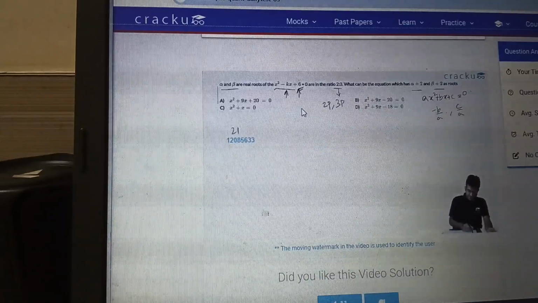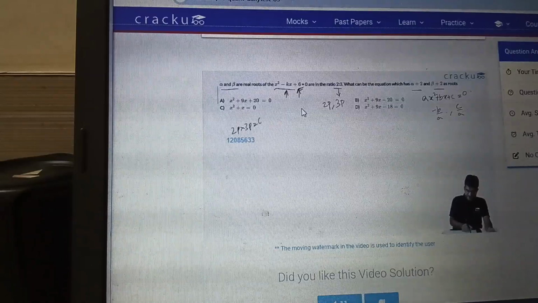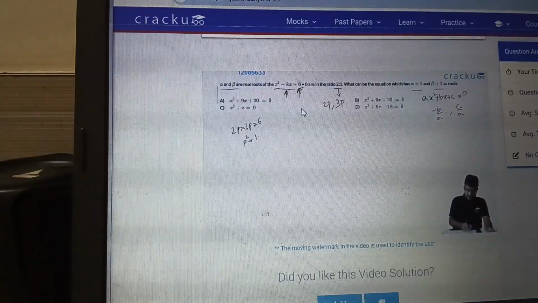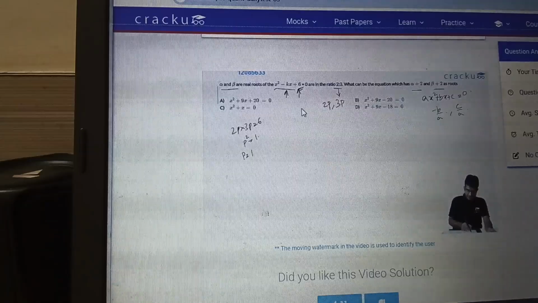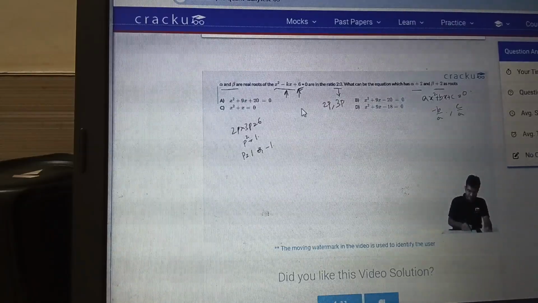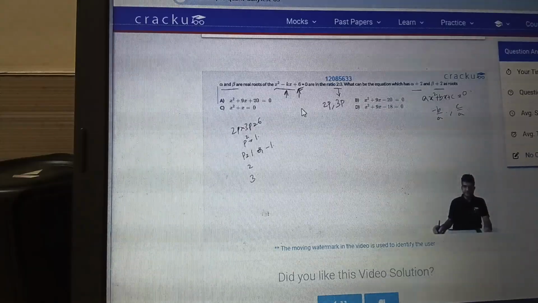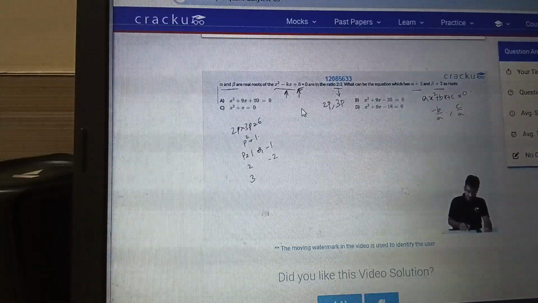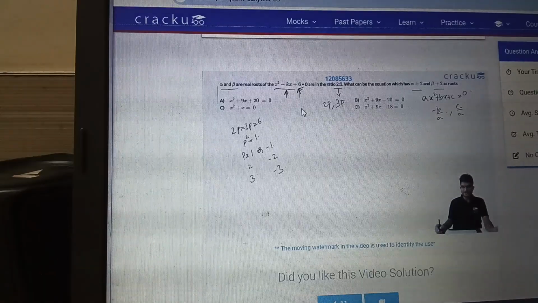So 2p into 3p is equal to 6, or p square is equal to 1, which would imply that either p is equal to 1 or p is equal to minus 1. If p is equal to 1, the two roots will be 2 and 3. If p is equal to minus 1, the two roots will be minus 2 and minus 3. These are the values of alpha and beta.